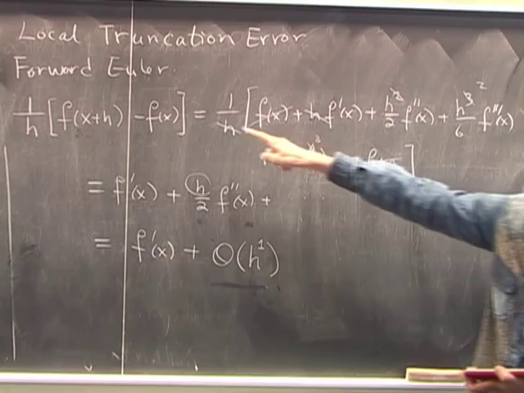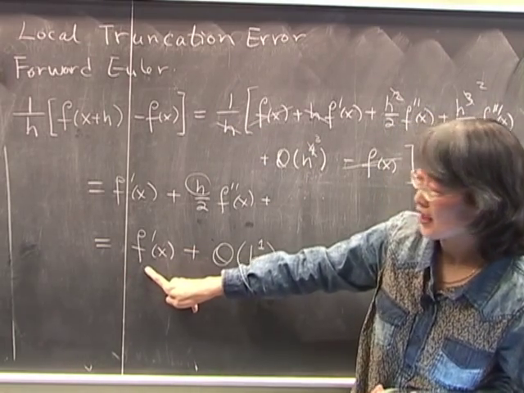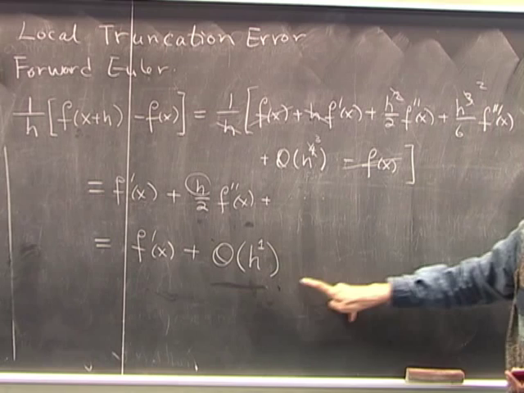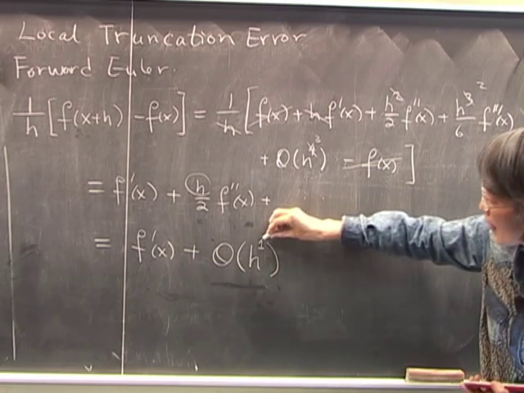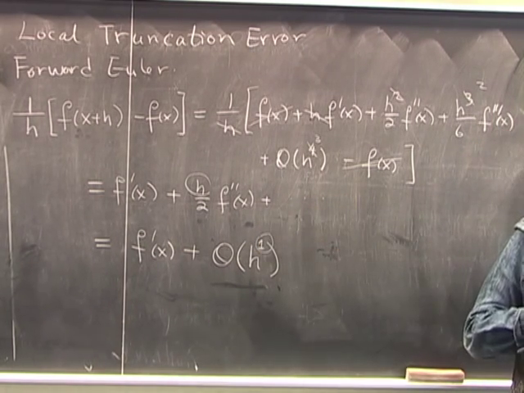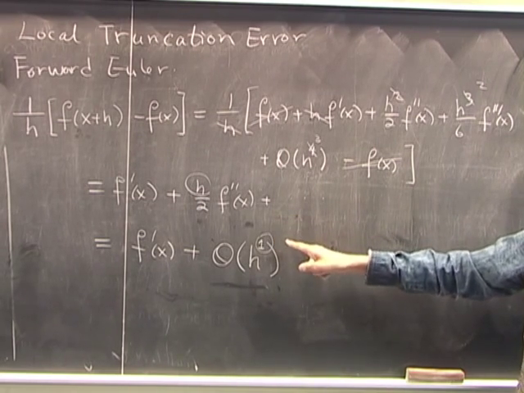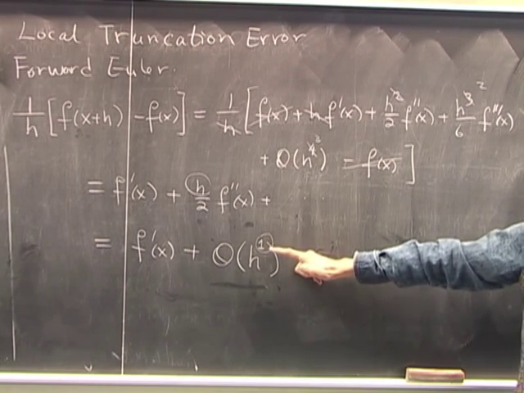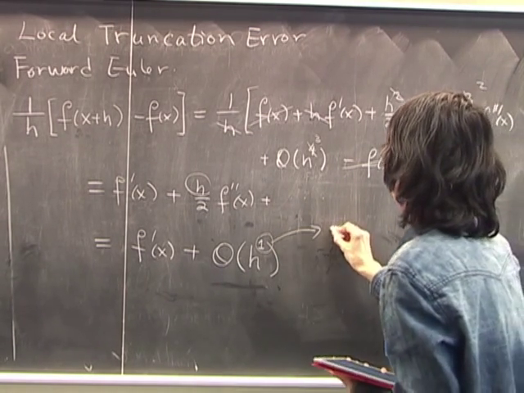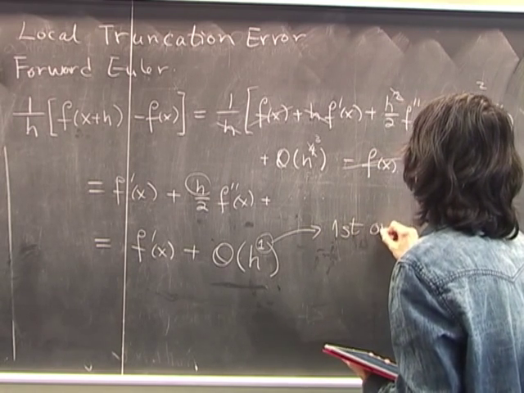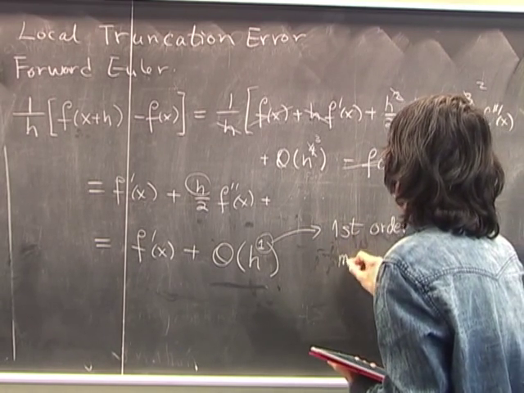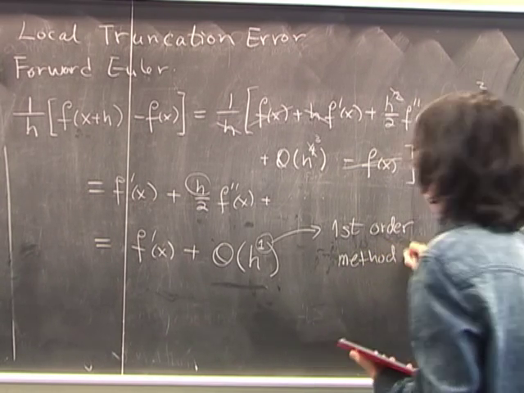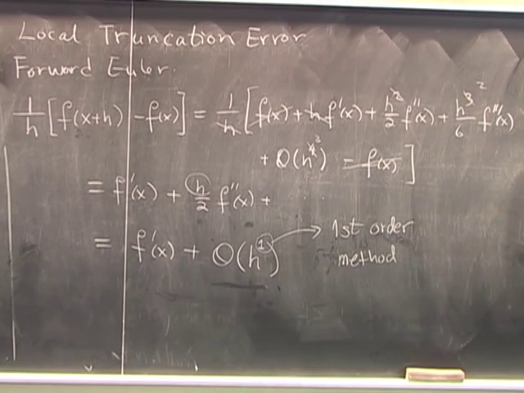And now you see the forward Euler is approximating f prime of x with error of this size. And what matters is the exponent on the h, right? If it's 1 or 2 or 3, it makes a big difference. So that number there gives you the order of your method. So this is a first order method or approximation. Is that clear? Okay.